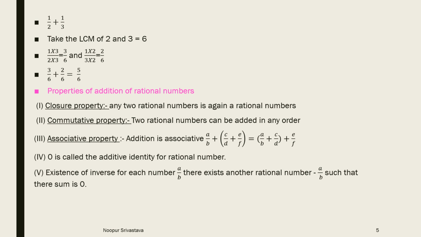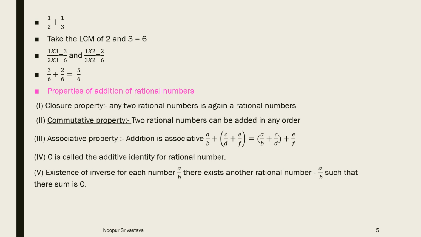Associative property: addition is associative. So a by b plus c by d plus e by f. If c by d and e by f are added at first and then their sum is added to a by b, we will get the same result as when a by b is added to c by d at first and their sum is added to e by f.